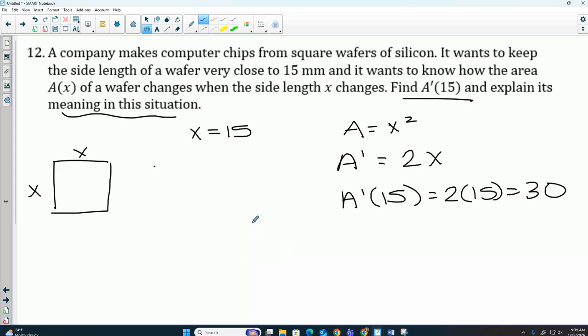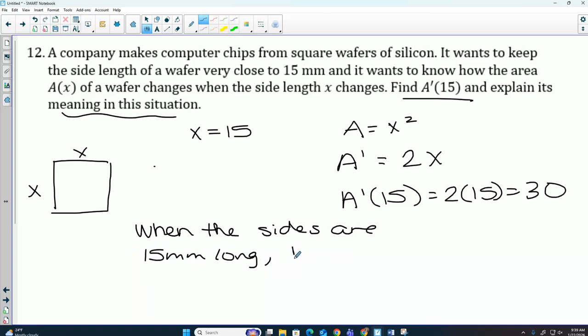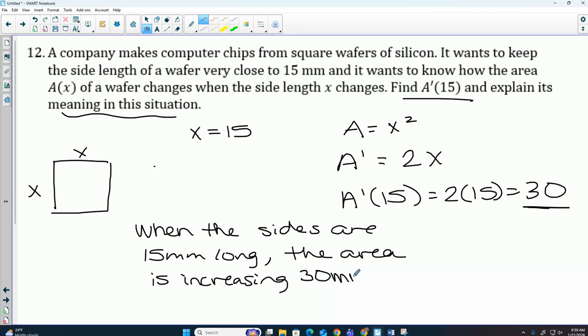So a derivative is how that area is changing. My x was 15, so when the sides are 15 millimeters long, the area, okay, I said that's how it's changing. Is it increasing or decreasing? Increasing. 30 area would be square units, so millimeters squared. So at that point in time, the area is increasing by 30 square millimeters.